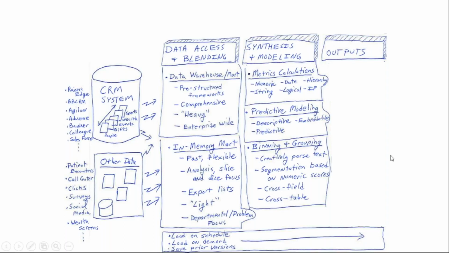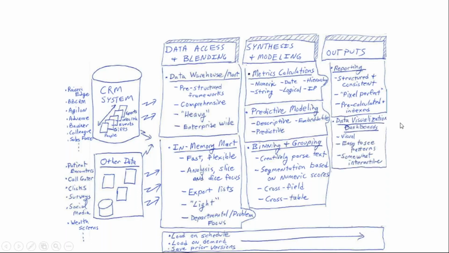So here's a set of functions that typically happen somewhere in an effective business intelligence system. And then for outputs, you've got reporting, which is structured and consistent, pixel perfect, pre-calculated, and indexed. We talked about that. You've got these data visualization dashboards, which are visual, easy to see patterns, somewhat interactive. And then you've got data discovery outputs, which are extremely interactive: explore anything, anywhere, cross-table, one-to-many, export results and lists. So you've got this different set of outputs from pretty structured to not so structured.